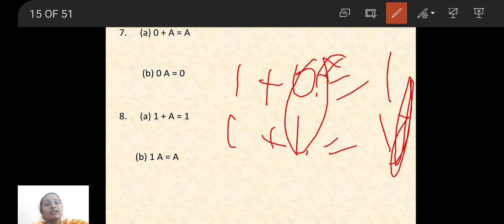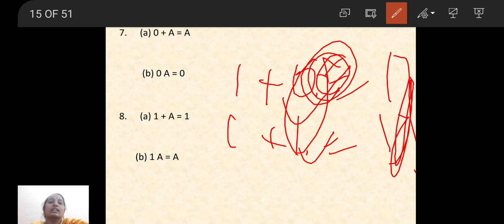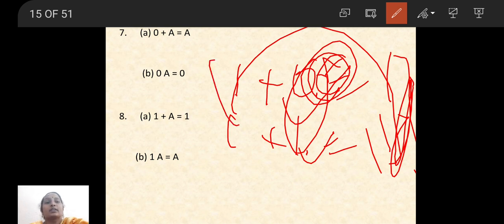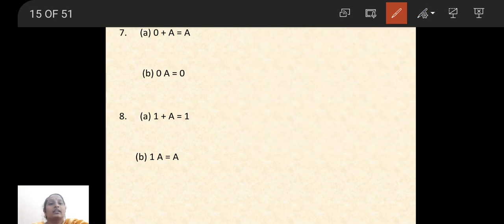Here, 1 plus A. A may be either 0 or 1, but finally we are getting 1 only. Means by adding something to 1, we are getting 1 only in Boolean postulates. According to Boolean algebra, by adding something to 1, we are getting the sum 1 only. But by multiplying something with a variable, we are getting that variable.